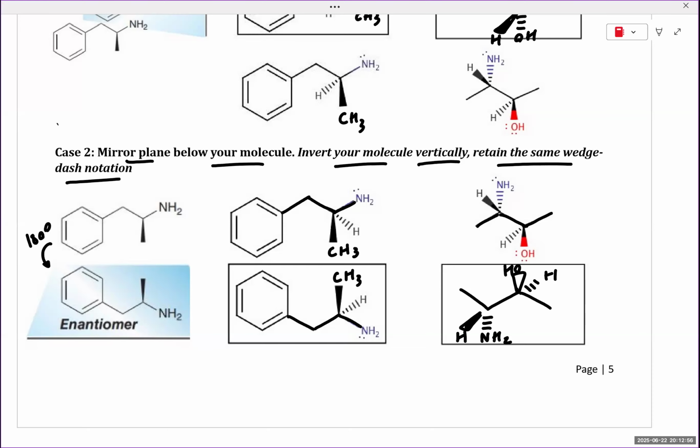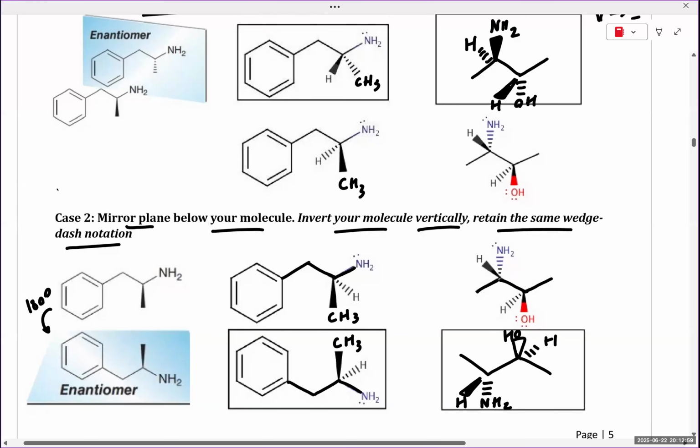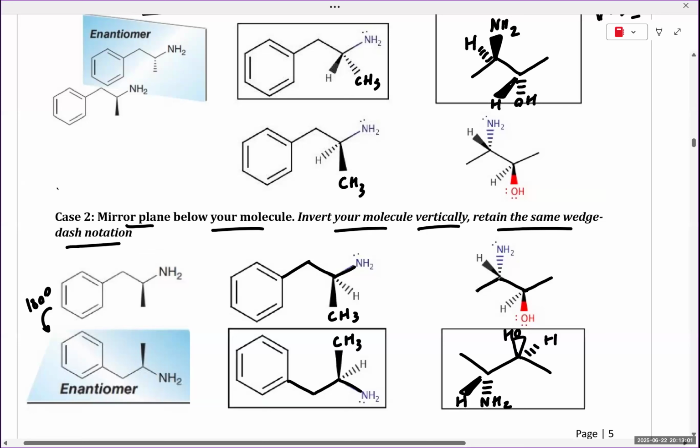Now, I want to be clear here. Both of the enantiomers that we've drawn represent enantiomers of our original molecule. These are just different depictions of that enantiomer.